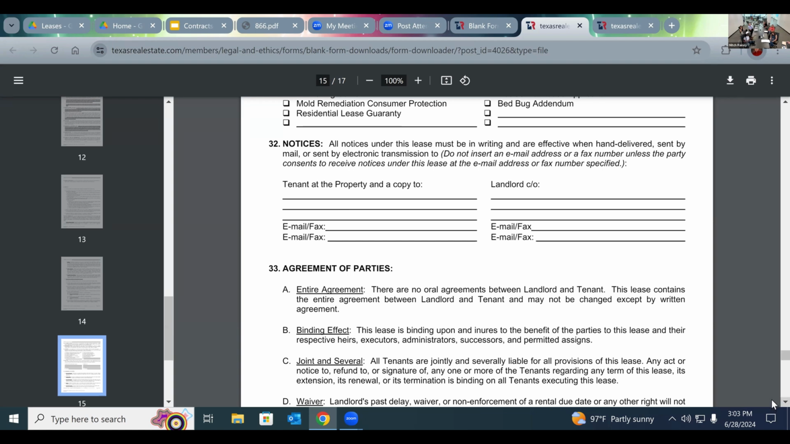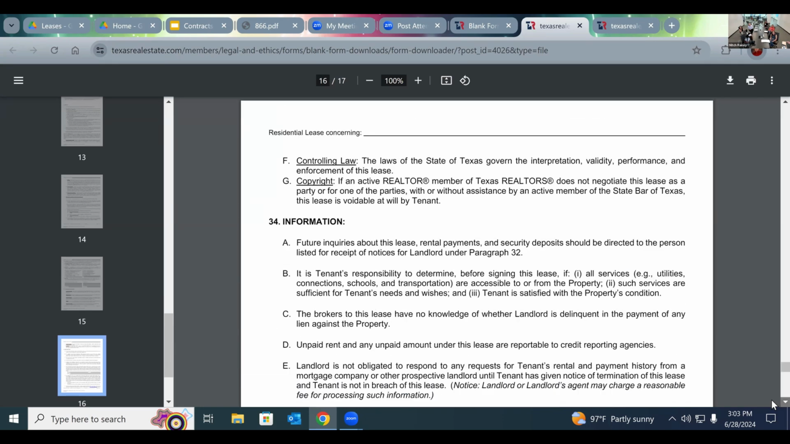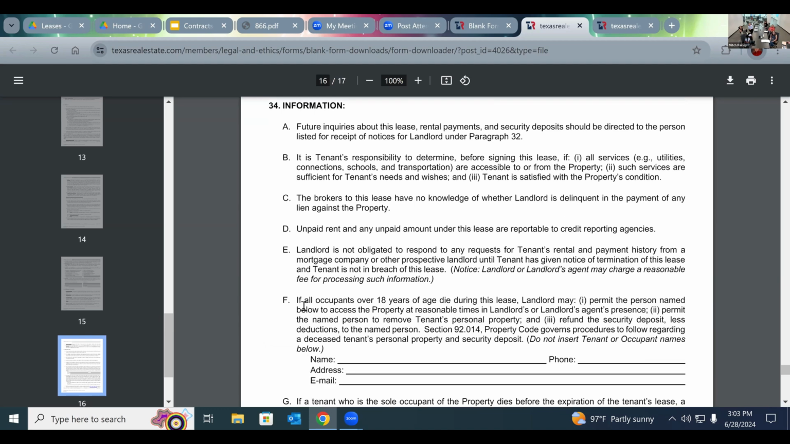Paragraph 34 is the next important one. This is if everyone over 18 dies, who has the legal right to enter the property to get their personal effects? You need to have a name on there. There was a case where someone died and someone came in and took everything, but they weren't related to them. They don't know who they were. Yeah, which was really sad.